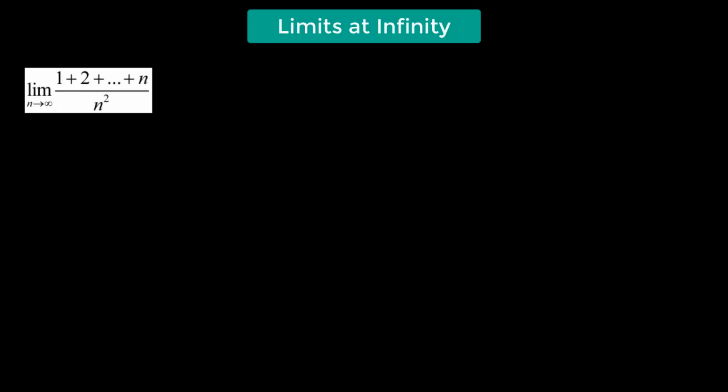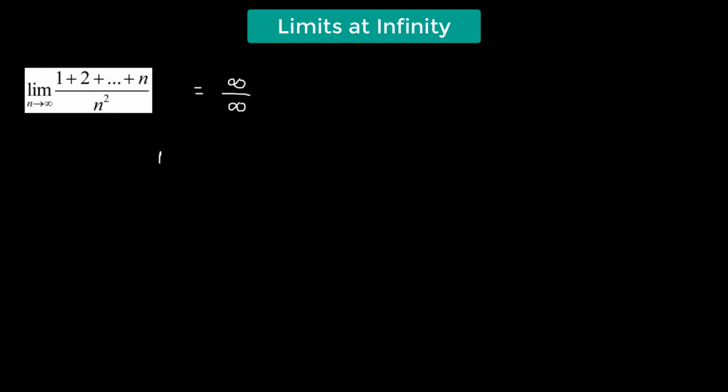So we need to determine the limiting value of this given function when n tends to infinity. In the numerator, we have the sum of the natural numbers, and there are n natural numbers, divided by n squared. When we take the limit, we have an infinite number of natural numbers in the numerator, which when added up gives infinity, divided by infinity squared, which is again infinity. So we are getting an indeterminate form, infinity over infinity.